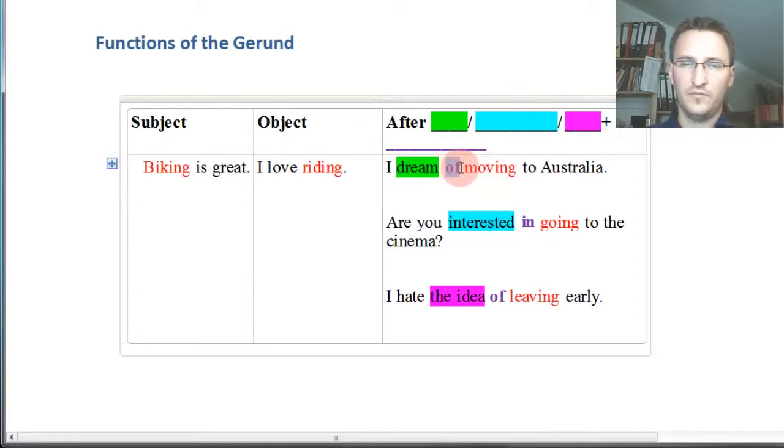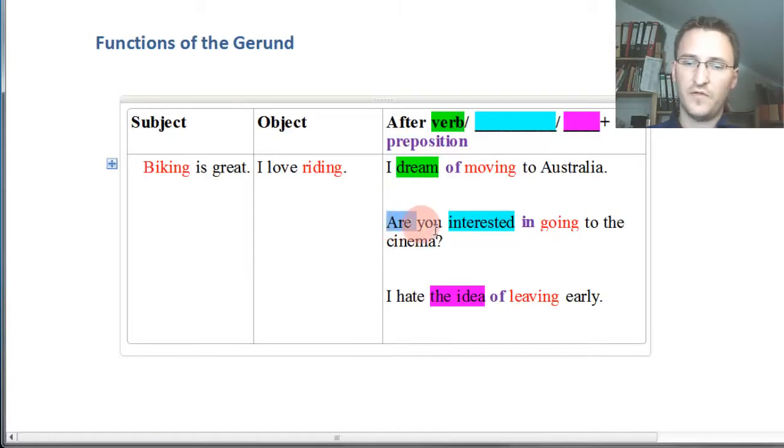Well, if you take a look at the of, the in, or the of down here, these words are called prepositions. And if we have got a combination of a certain verb and a preposition, then a gerund has to follow.